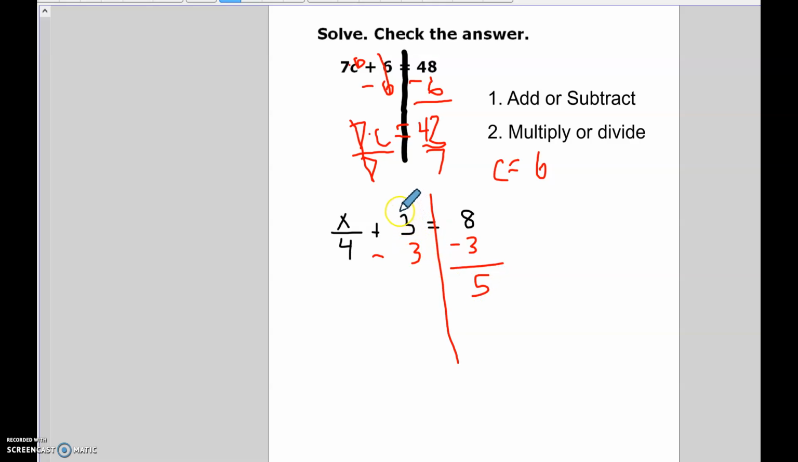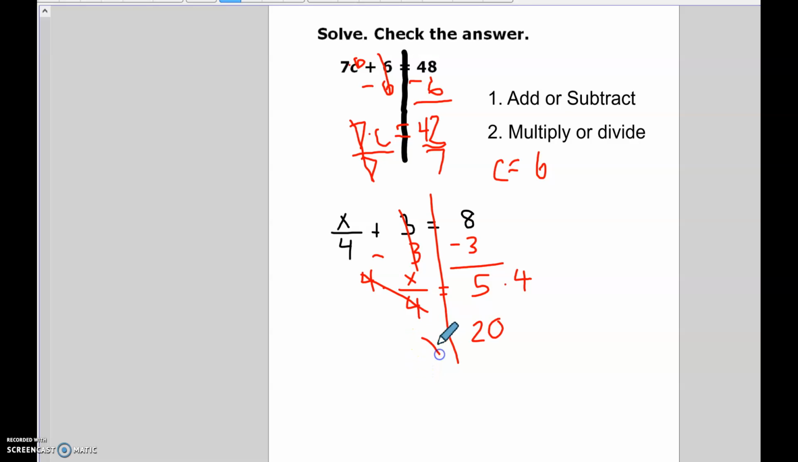3 minus 3 is 0, so just cancel that out. I'm going to bring this down, x divided by 4, and write it down here. So what number divided by 4 equals 5? This is division, so I'm going to do the inverse and multiply by 4. 5 times 4 is 20. These just cancel. We don't do any math there.